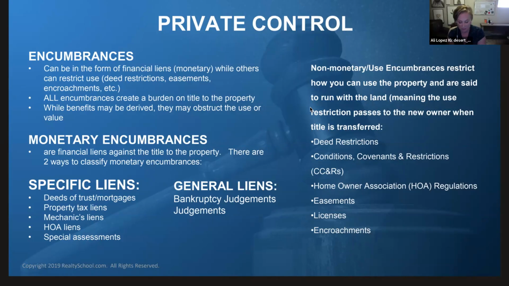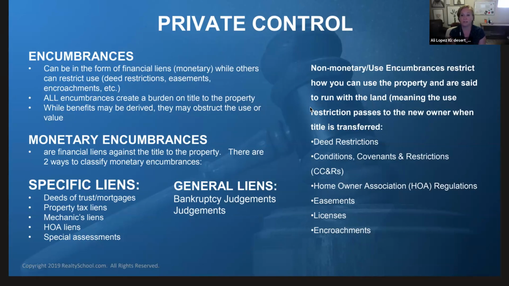Writ of execution. If the plaintiff in a lawsuit obtains a final judgment against the defendant, the plaintiff may request a writ of execution to assist in the collection of the judgment. The court will issue the writ of execution to the sheriff, which directs the sheriff to seize all property of the defendant in the jurisdiction, sell it, and apply the proceeds against the judgment. That's pretty serious stuff right there. Okay, those are monetary encumbrances. Specific, general.